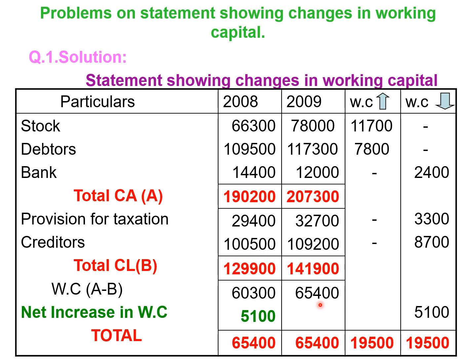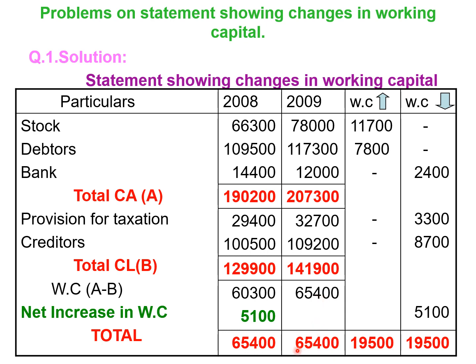Compared to last year, in 2009, working capital has increased by 3,100. How do you get that? As you do the balancing in accounts, like that you do here. 65,400 total.